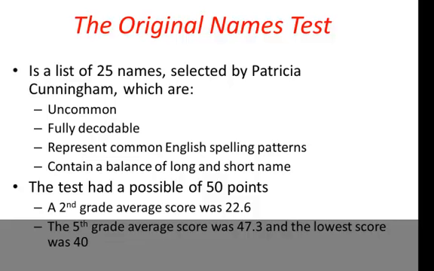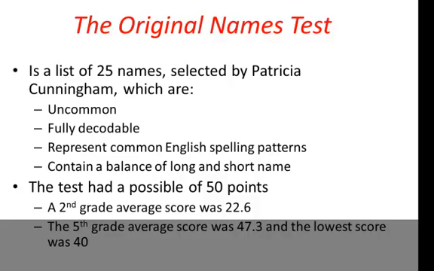The original names test, as you remember, is by Patricia Cunningham. There were 25 names on that assessment. They were uncommon, yet fully decodable. So something similar to the idea of a nonsense word, but not being completely nonsense. Within those 25 names, there were common English spelling patterns, or common graphophonemic patterns, and a balance of long and short names. The test had a possible 50 points, as each name on the list has a first name and a second name, with each name having a point. So for 25 names at 2 points each, you get 50 points.